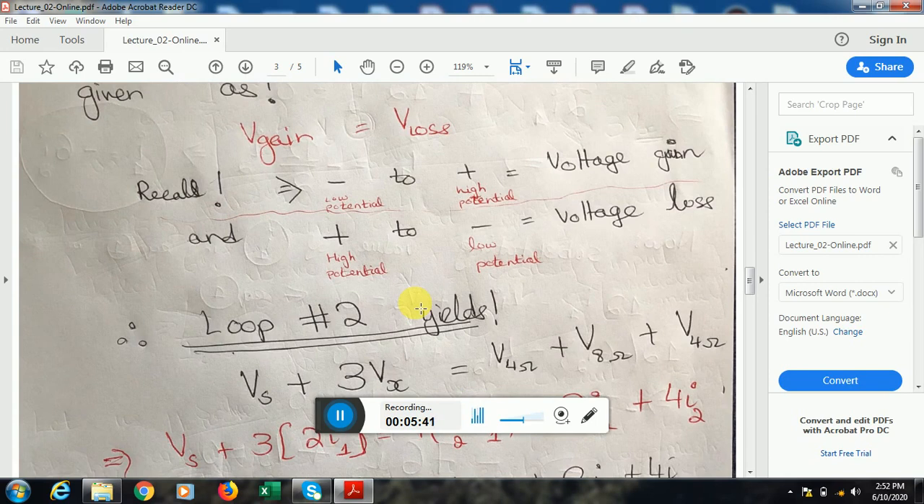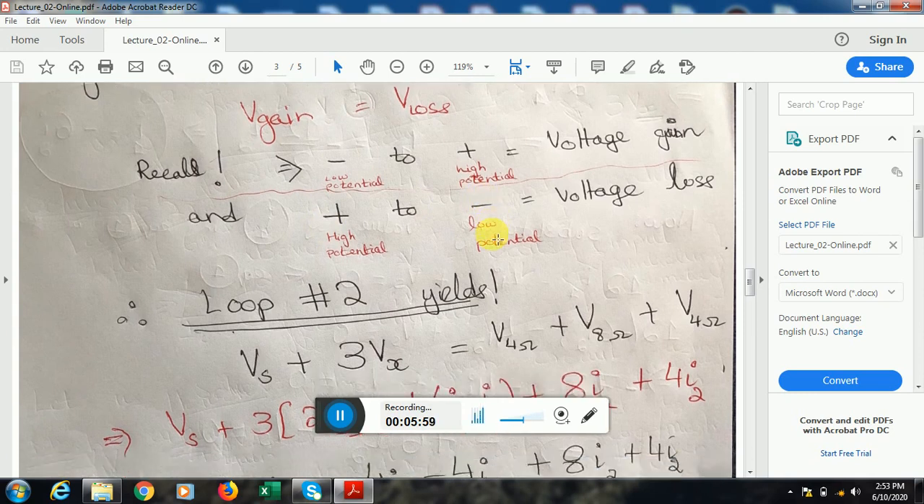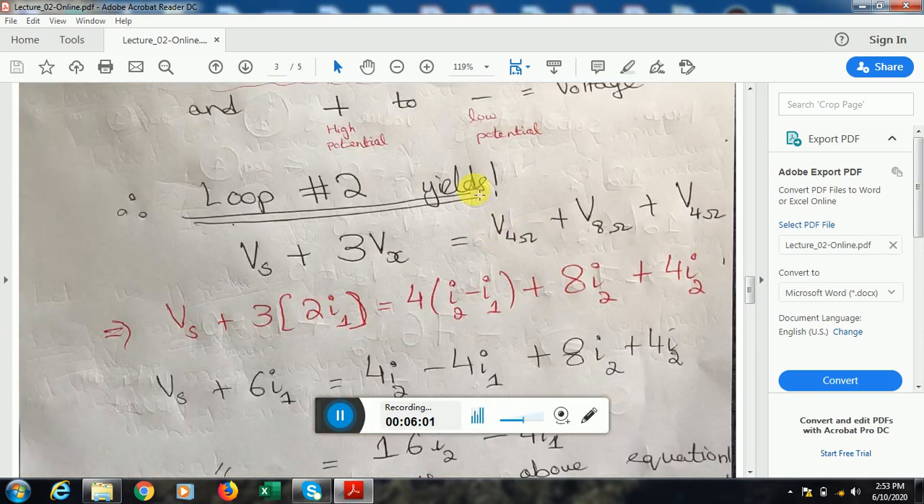While we traverse the loop, please remember that when we go from low potential or minus sign to plus or high potential, it is a voltage gain across that element. Whereas when we go from plus or high potential to low potential, it is always a voltage loss. So by applying the loop equation to loop number 2, these are the voltage gain terms, and on this side I have all these 3 elements that encounter a voltage loss.